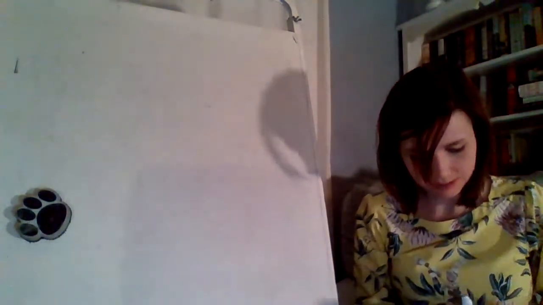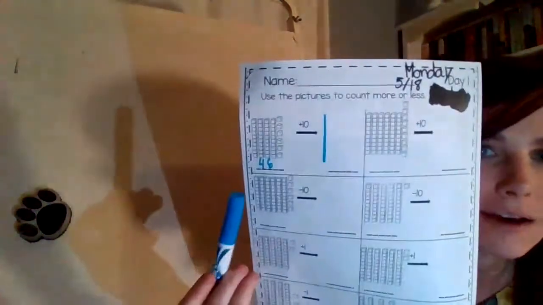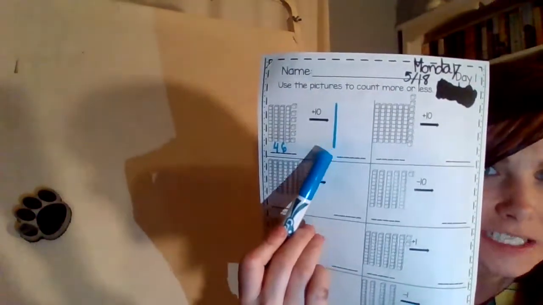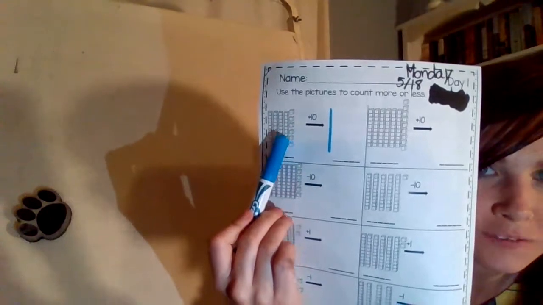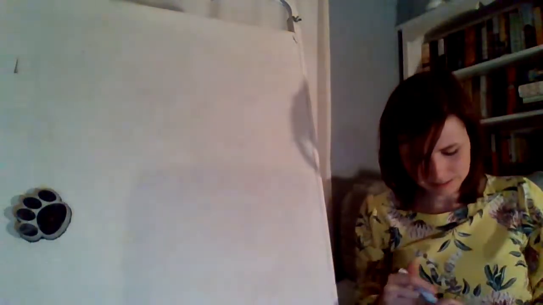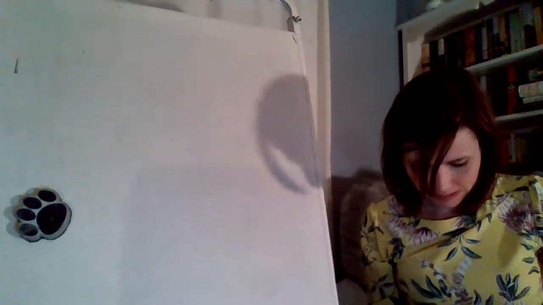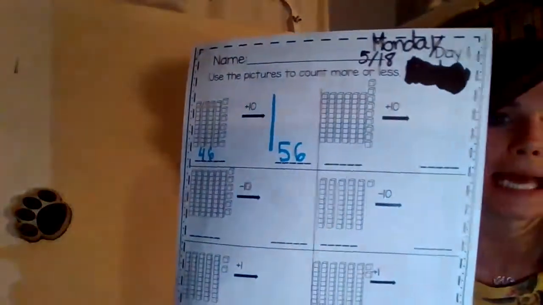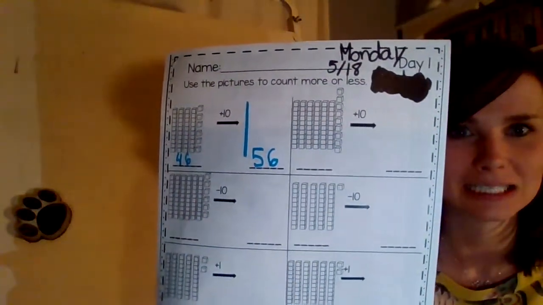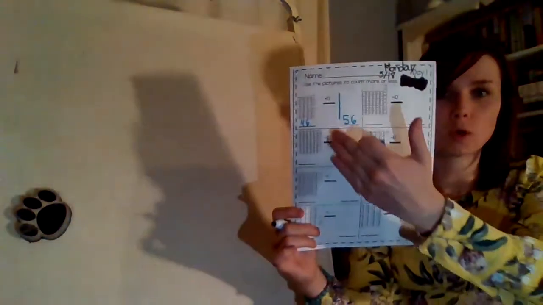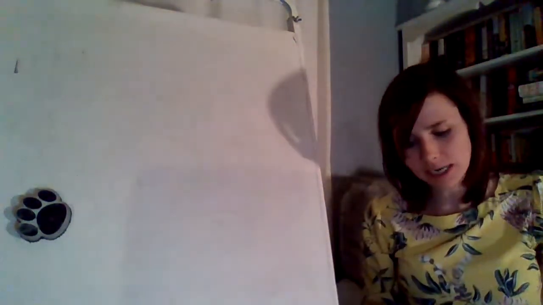Now, boys and girls, let's count our picture again. So we have 10, 20, 30, 40, 50. 50, 51, 52, 53, 54, 55, 56. 56. Because we drew one more quick 10. Nice job. Because plus 10, we're drawing one more quick 10. All right, let's go to the next picture.